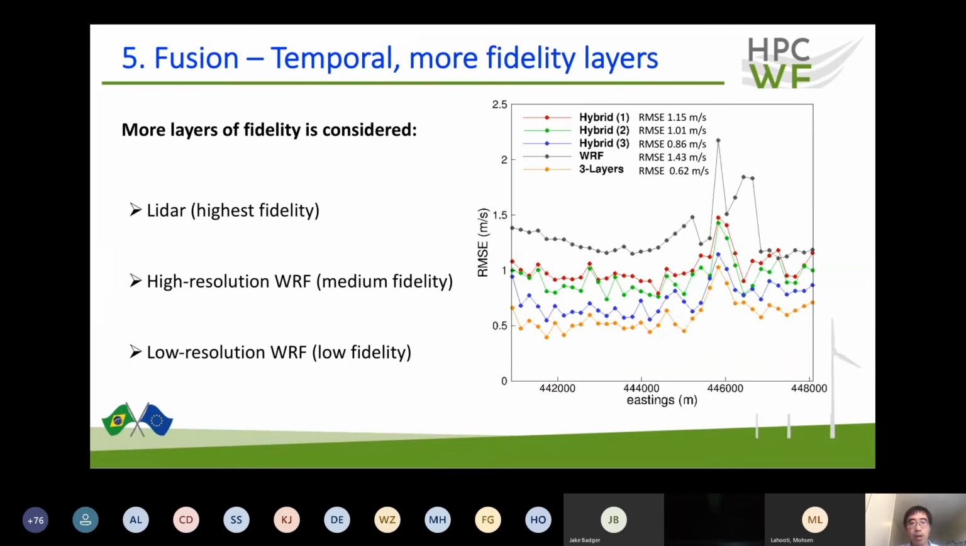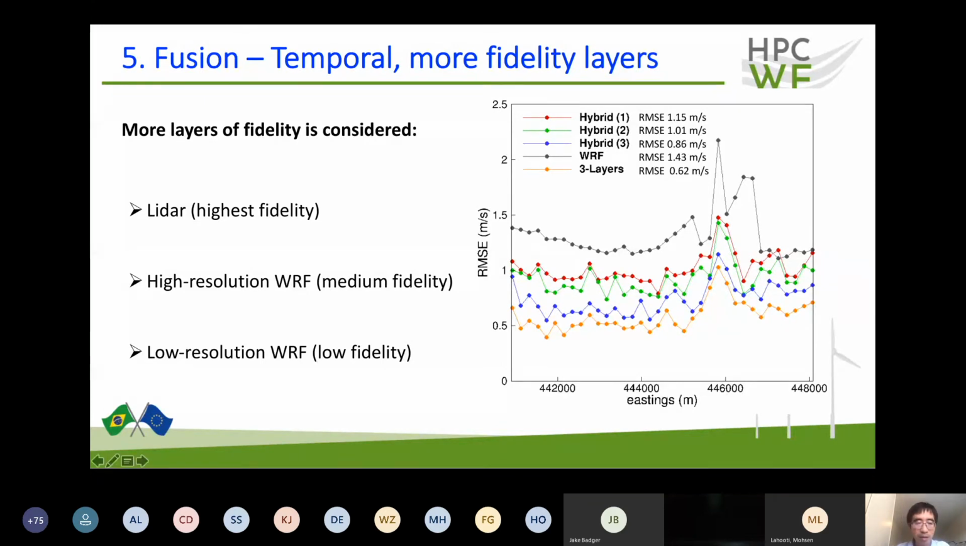Okay, then a further extension of this idea is to consider even more layers of fidelity. In the last page, I used the LiDAR and WRF data, and here we can consider LiDAR, high resolution WRF and low resolution WRF, and they have highest fidelity, medium fidelity and low fidelity, respectively. But this is to say that maybe some quick and dirty simulation results are also useful. So here we just try to explore as much as we can, exploit as much as we can from the simulation result, even if they are with low resolutions.